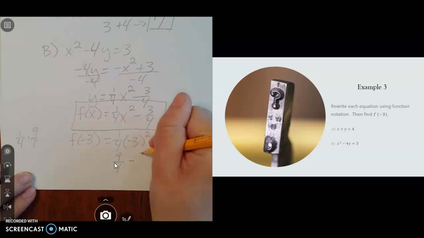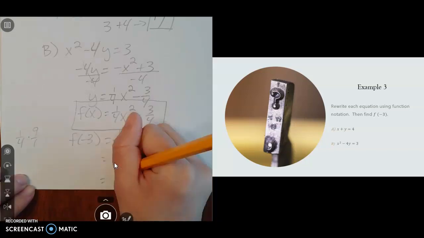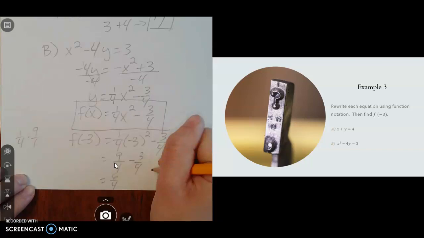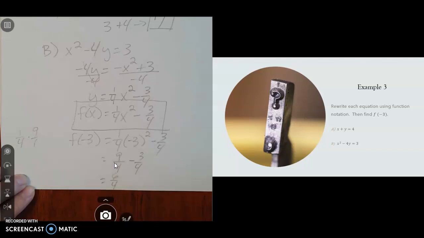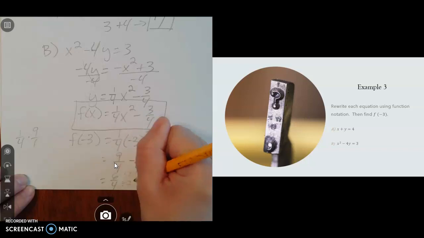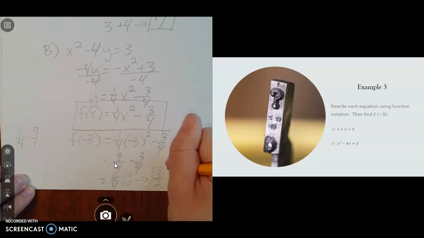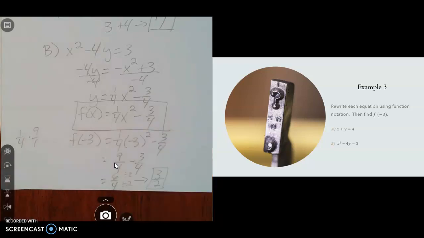Now that they have the same denominator, we can subtract: 9 minus 3 is 6. The denominators stay the same, so it's 6/4. And then I can simplify that a bit because 6 and 4 are both divisible by 2. So I can simplify that to be 3/2. And that would be my answer. So when x is negative 3, y is 3/2, or f of negative 3 is 3/2.